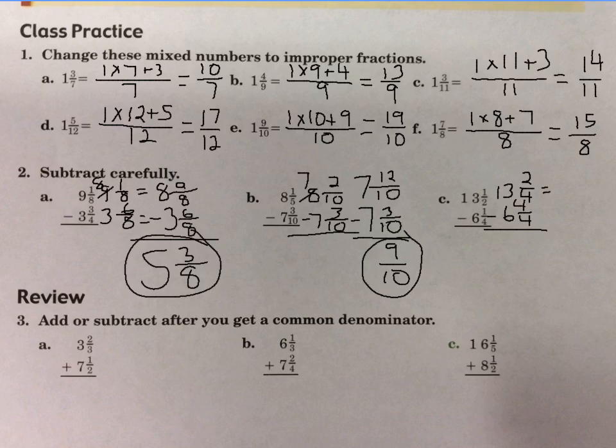Okay, now we have to borrow. We're going to borrow from the 13 and make it a 12. We borrowed 1, so we'll make that in the form of 4 over 4 and add it to our 2 over 4. So now we have 12 and 6 over 4 minus 6 and 4 over 4.